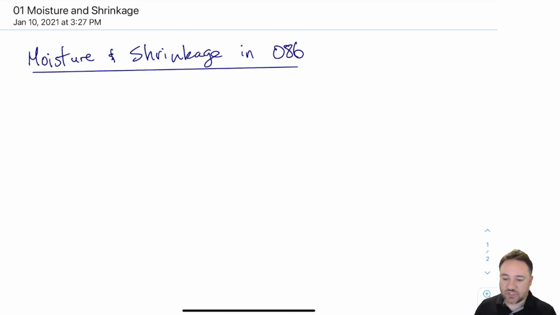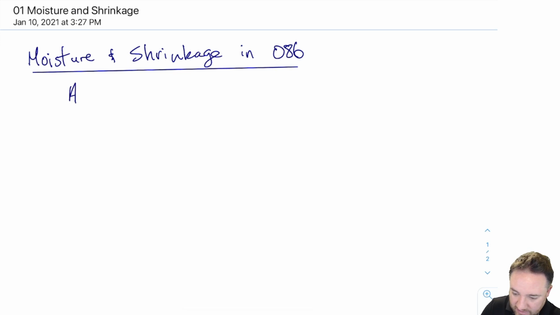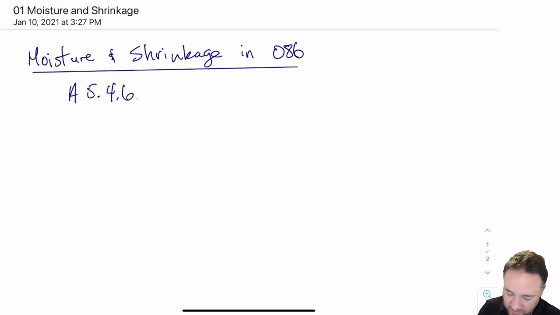So how do we calculate shrinkage in O86? Well, it's not a part of the main standard, but there is a section in the appendix to the standard, which is published with the standard, that gives a recommendation for a way that you can calculate wood shrinkage, and that is in Appendix A 5.4.6. So you can refer to that in your wood standard printed copy.